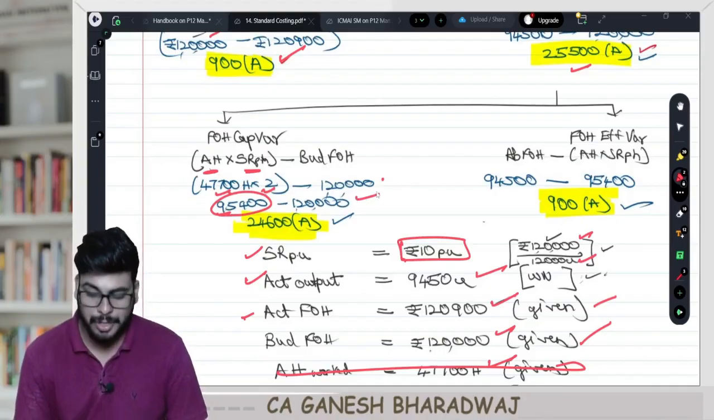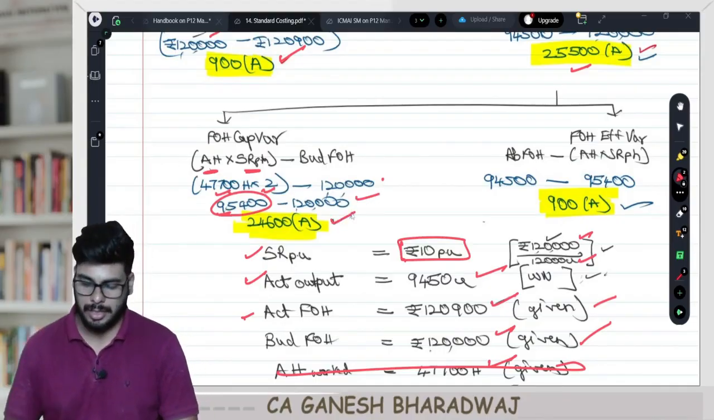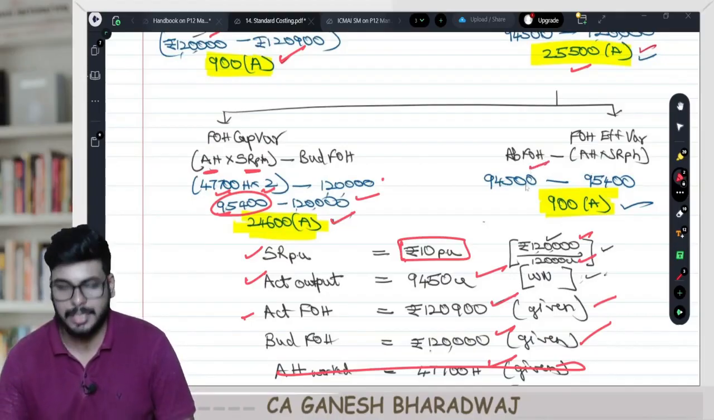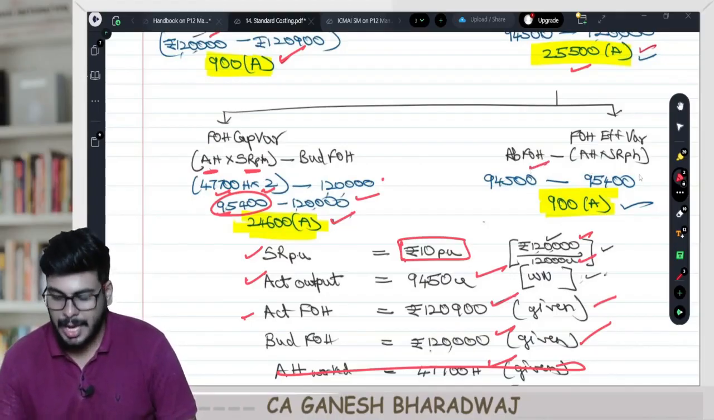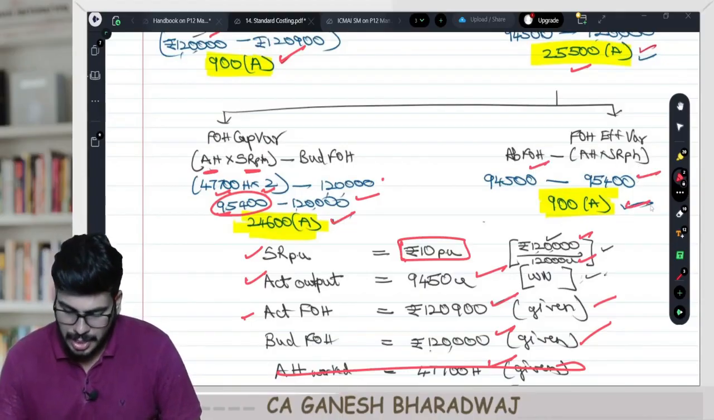Whereas you've spent how much? 1,20,000. So clearly it's an adverse variance to the tune of 24,600. And here absorbed overheads is going to be 94,500, and AH into SR, actual hours into standard rate per hour, is going to be how much? 95,400. You subtract the two, you get 900 variance.